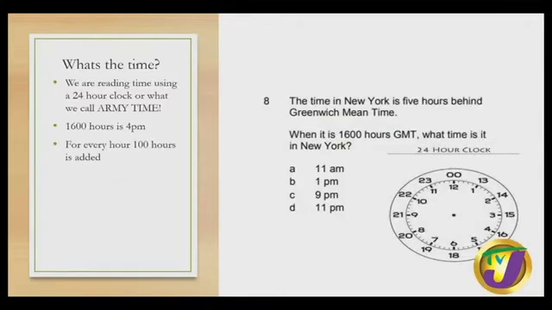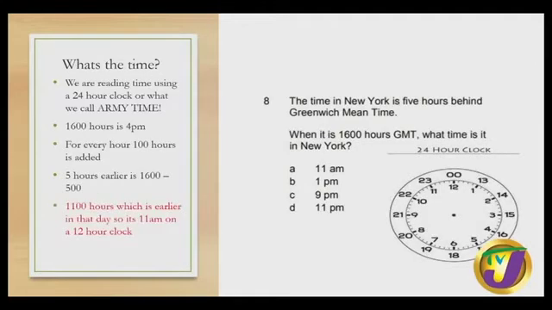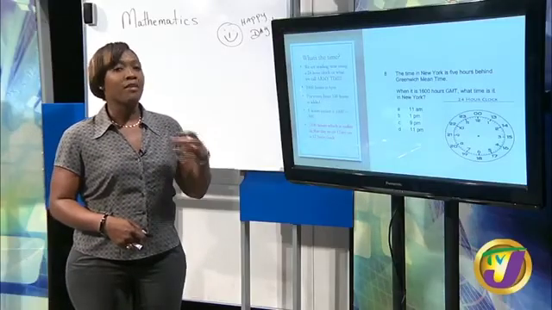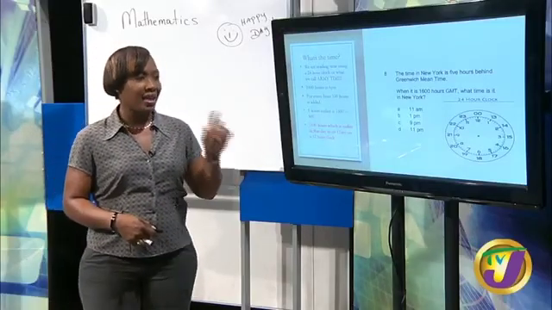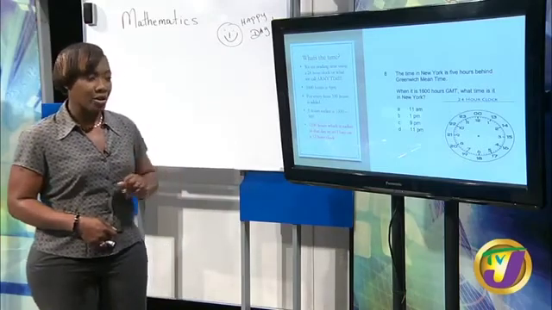Good. So if it says we're 5 hours earlier, that means we want to take away 500 hours, giving us 1100 hours. Now, if you're at 1100 hours, what time is that? It would be 11 a.m. in the day. So it would be before midday. So it would be 11 a.m. And that would be your time.